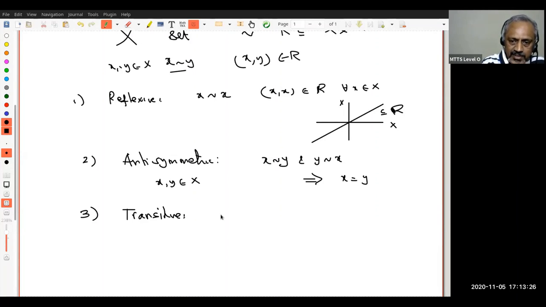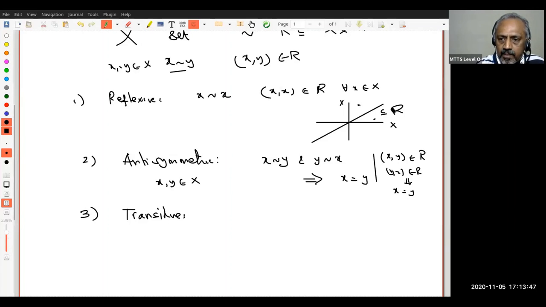Right? What is meant by antisymmetric in terms of the relation? If (x, y) belongs to R and (y, x) belongs to R, this should imply x equals y. So this is your (x, y) and this is your (y, x). If both are there, that means they are one and the same. That means it must be the point on the diagonal.